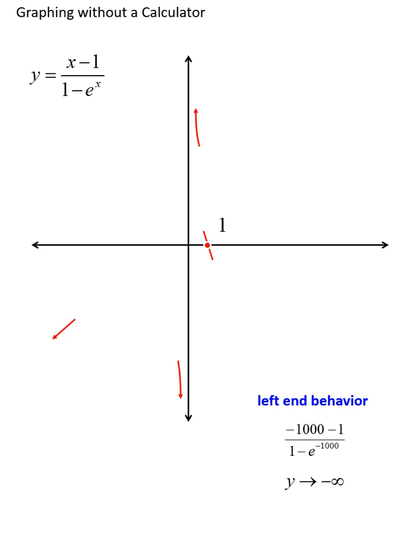What does that mean graphically? Well, it must be going downward in that direction. It's not linear, but that arrow gives a general direction of the graph.